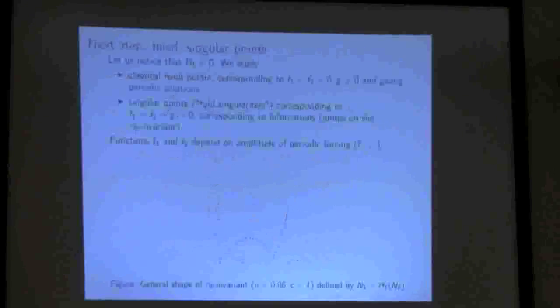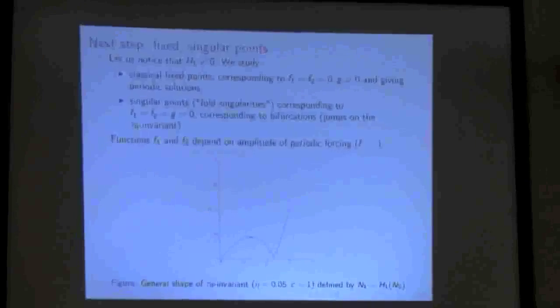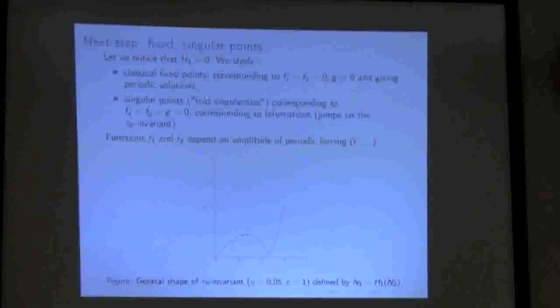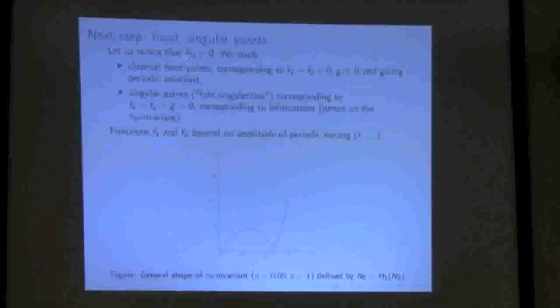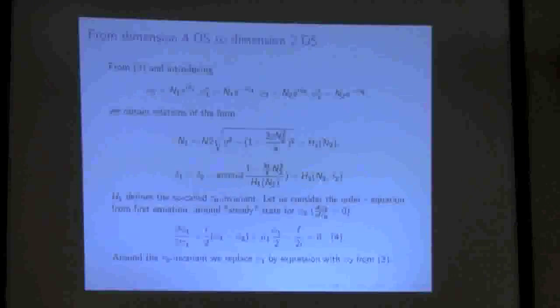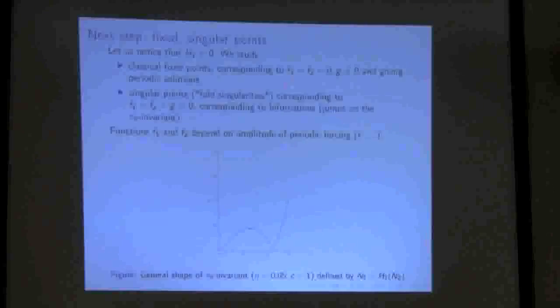And now it is perhaps enough to study classically, for the next step, the fixed points and singular points of the previous systems. So classical fixed points correspond to f1, f2 equal to 0, but g not equal to 0, and h1, I recall, is this one. You see, when you see the form, it is not 0. So in fact, it is enough to look at f1 equal f2 equal 0. It gives the classical fixed points corresponding to periodic solutions.